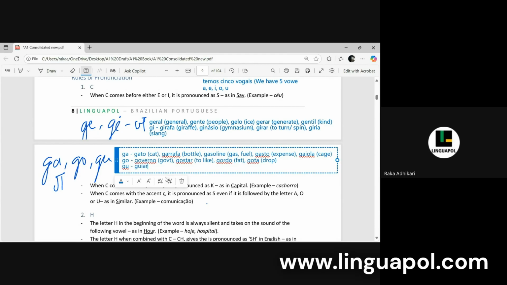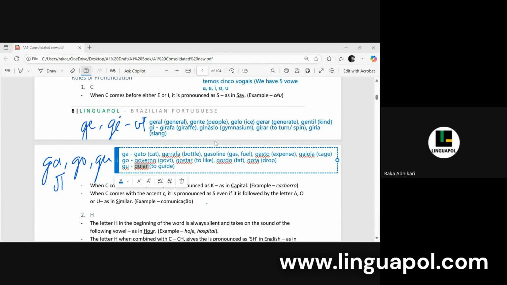Let's take a verb, guiar. Guiar is to guide. So see how I'm pronouncing this word. Our letter is U, right? So some people tend to mispronounce it and say "Gu, guiar." It's nothing like that. Okay, guiar, guiar.